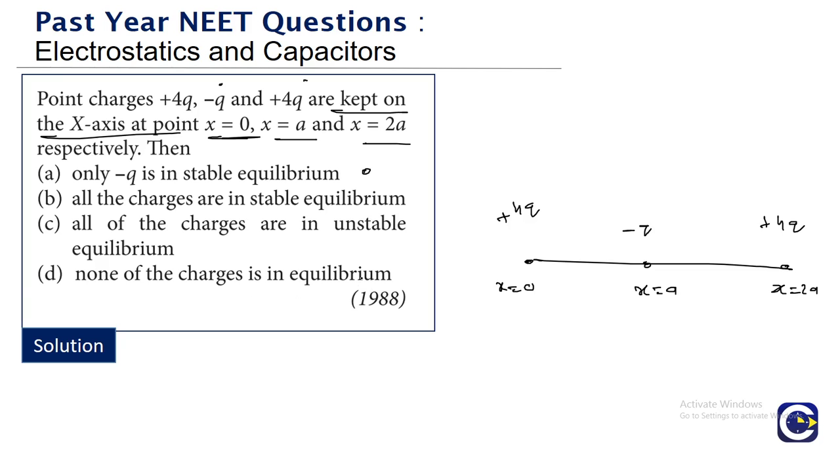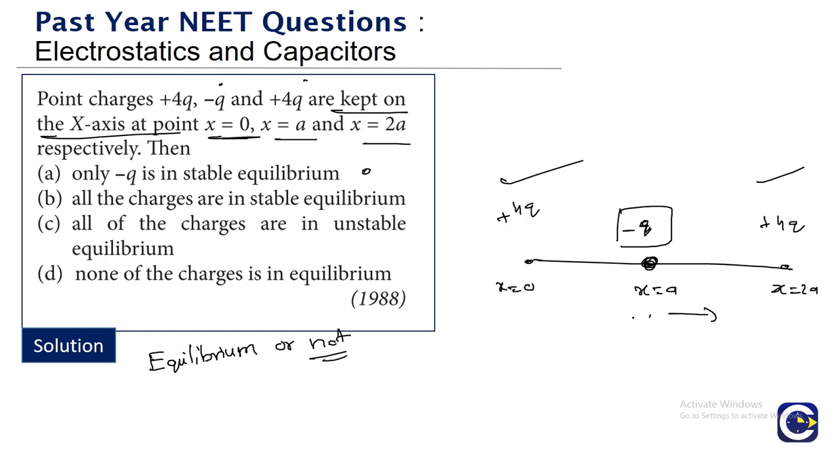First we have to conclude whether there is an equilibrium or not. Then we will go to stable or unstable. So to know whether there is an equilibrium or not, first, this minus q, let us look at it. Minus q is exactly placed at the midpoint between the 4q and 4q. Now the electric fields produced by both these 4q charges at the midpoint will be equal in value, opposite in direction. So because of both these charges, field here will be 0. Since the field at the midpoint is 0, what is the force acting on the minus q charge?